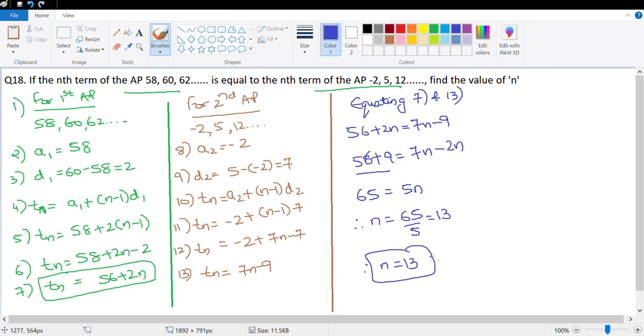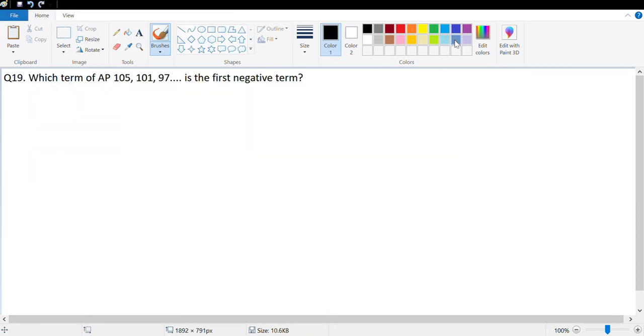Interesting question. Basically, we figured out the nth term of the first AP, and then we figured out the nth term of the second AP. Since they were equal, we equated them, and we got a simple answer. Good. That brings me to question number 19. Interesting question again. You can put a small star. Let's read the question. It says, which term of this AP is the first negative term? So they're not telling us the value of the term. They're saying that it is negative.